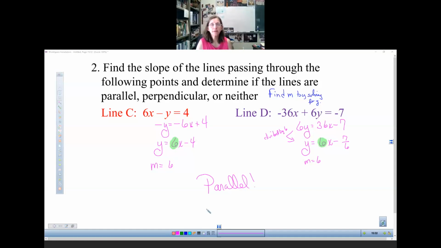So two different ways to find the slopes there. One by using points, one by looking at equations, solving them for y, but still the same end goal. What do I have? What's the relationship between these two lines? If I were to graph these two lines, they would end up on a graph and they would be running along next to each other, never intersecting each other, just kind of running along beside each other.